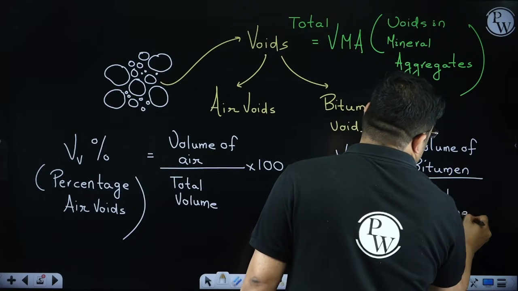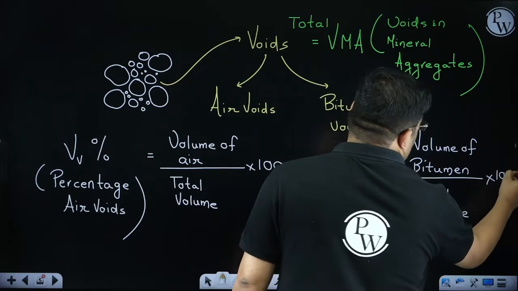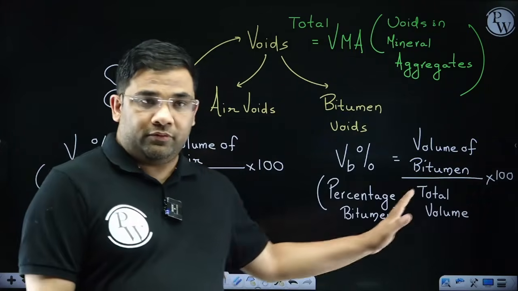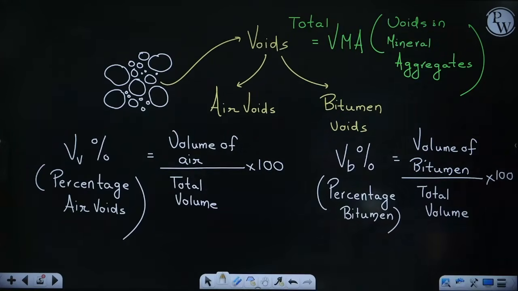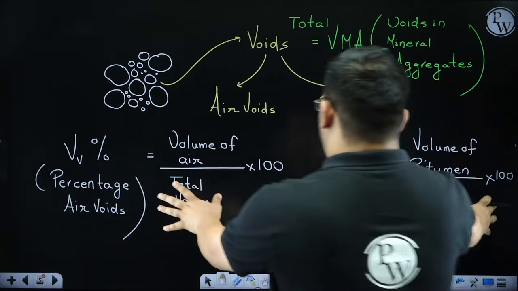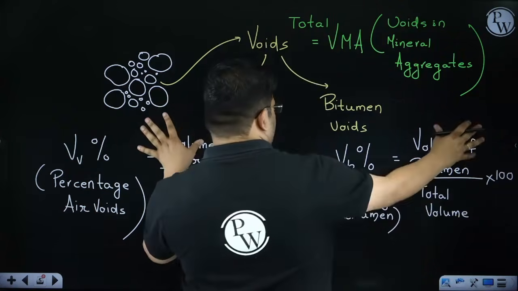Total volume into 100. Okay. So we have two terms. One is the percentage air voids, then we have the percentage bitumen. And percentage air voids is what? It is the volume of air by total volume into 100. And percentage bitumen is what? Volume of bitumen by total volume into 100. So the denominator is the same, which is total volume. This is volume of air, this is volume of bitumen.